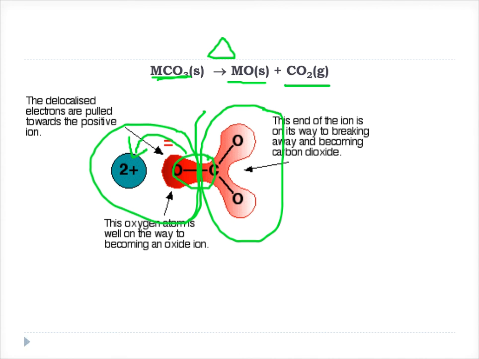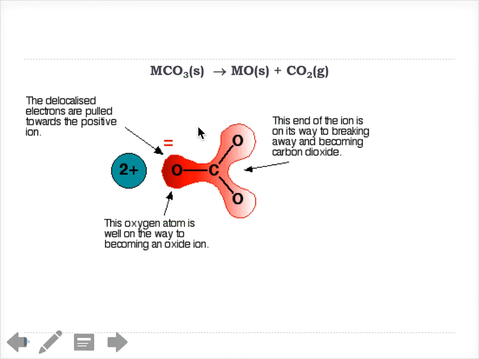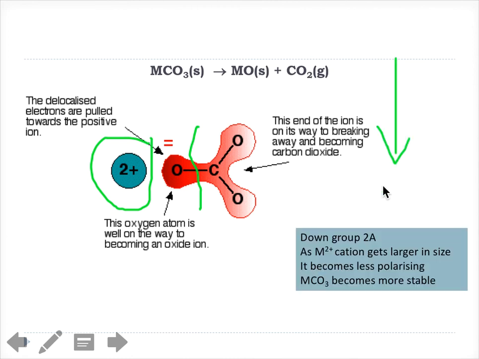So what is the temperature required to break this bond? It depends on the cation. As we go down group 2, the M2+ cation becomes larger and larger. Because of this, the charge density decreases and its polarizing power becomes weaker. As a result, the carbonate becomes more and more stable. It requires more energy to force the group 2 carbonate to undergo thermal decomposition.